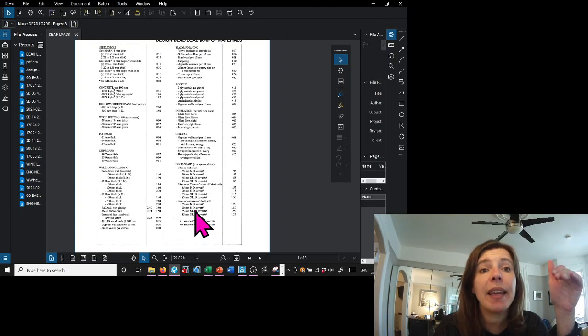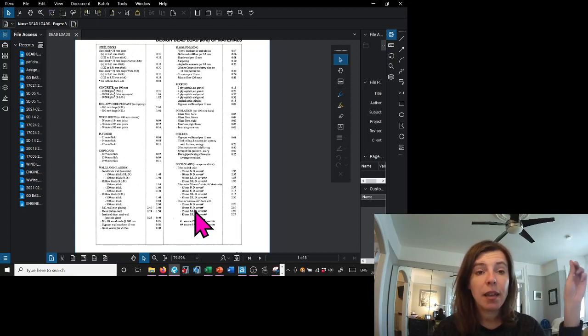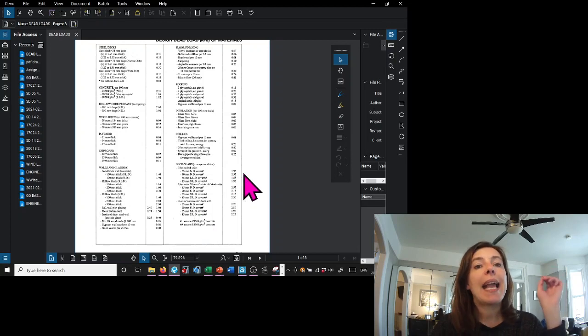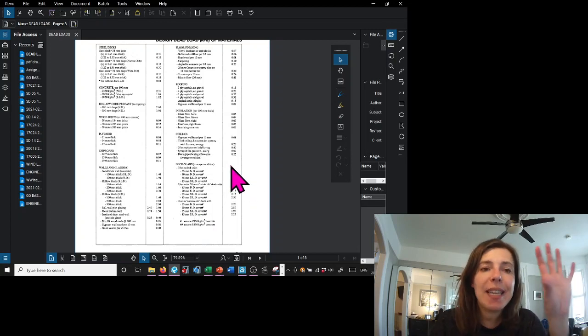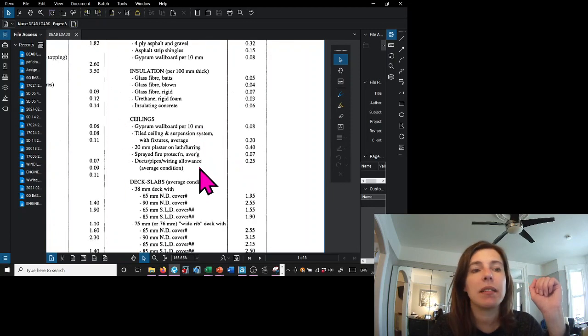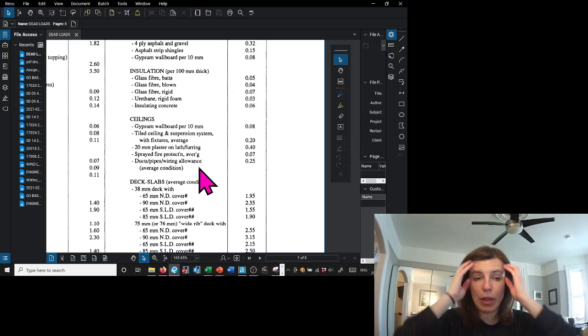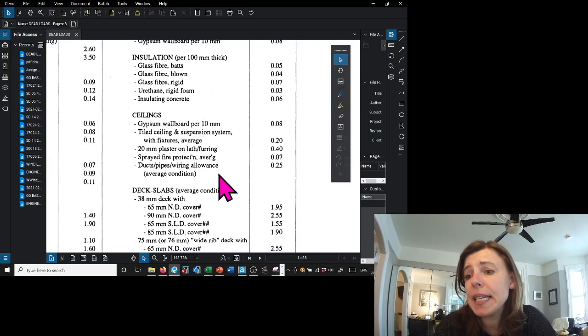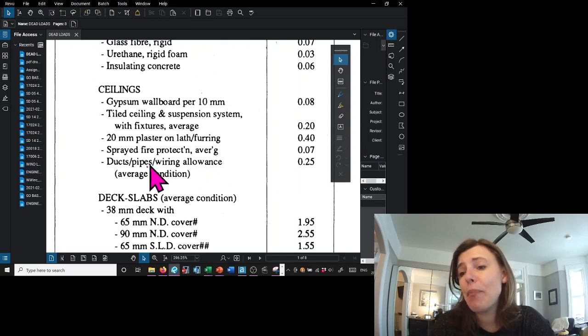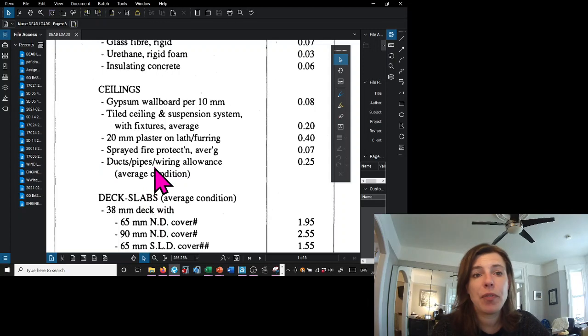Okay, so what we need now is mechanical electrical allowance and a suspended ceiling load. Again, some of this comes from experience, but it is here in the chart. So look at this, ceilings, because this is what we're talking about. Some of these things were on top of our deck, and some of these things are hanging below our deck. So look at this. Ducts, pipes, wiring allowance, average condition, 0.25. You'll often see engineering drawings just refer to this as MAC-ELEC, or mechanical and electrical allowance. And so that's taking in all the things you might hang from the underside of your structure.